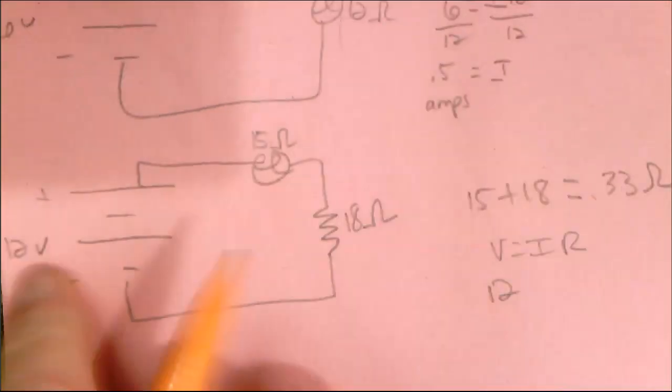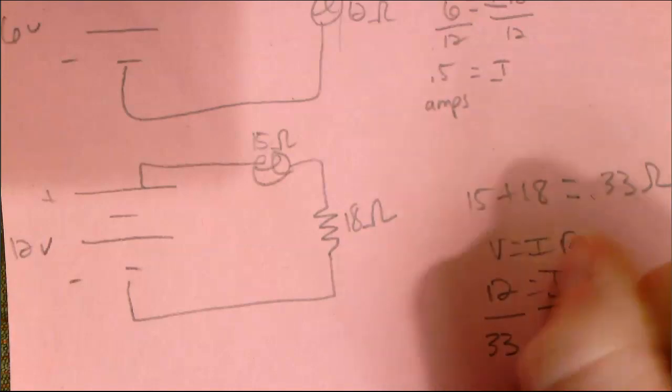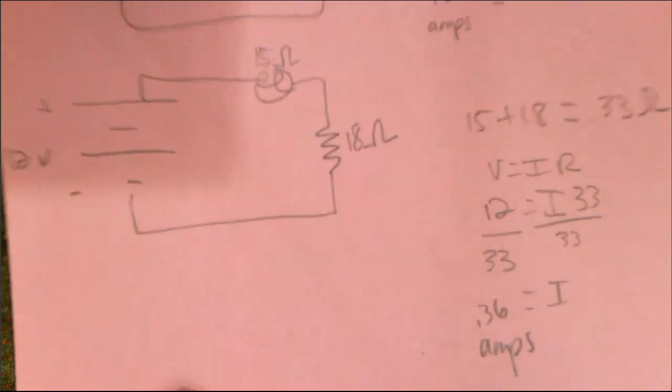And so I can just plug that into my V equals IR. Okay, so my volts are 12. My resistance is 33. Divide both sides by 33. And when you do that, you get about 0.36 amps.